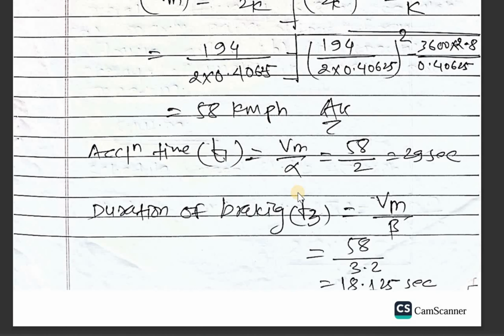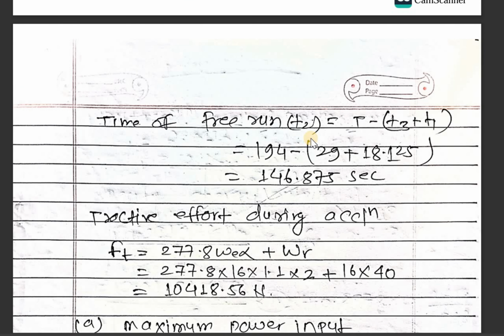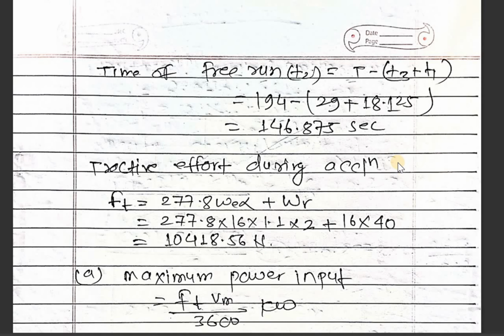So Vm we have already defined, 48 upon alpha is 24 second, and duration of braking T3 equals Vm upon beta, that is 48 upon 3.2, 15 second. Time of free run T2 equals T minus T3 plus T1. We have the values of T3, T1 and T, so 194 minus 20 plus 18.125, that is 146.875 second.